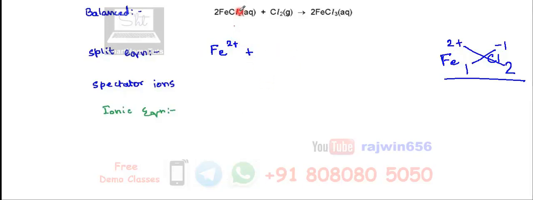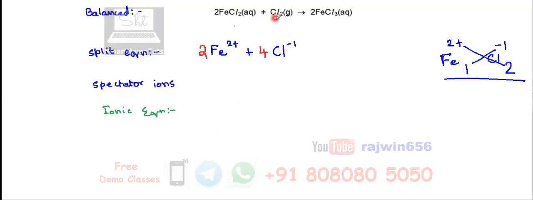Plus chlorine valency is -1, so Cl minus is there. Now this 2 is multiplied with everything, so this is 2 Fe2 plus. Now here Cl2 means 2 chloride ions will be formed, and that also will get multiplied by 2. So this is going to become 4 Cl minus.